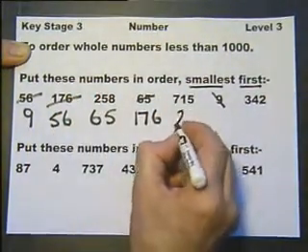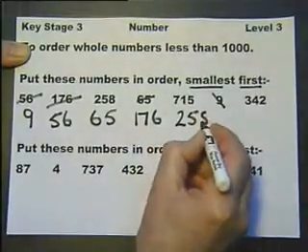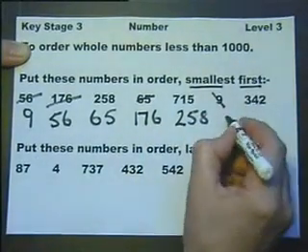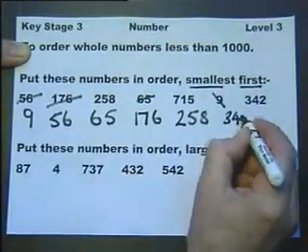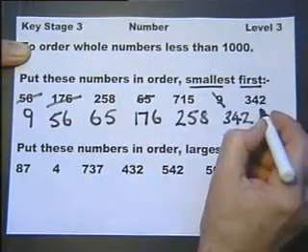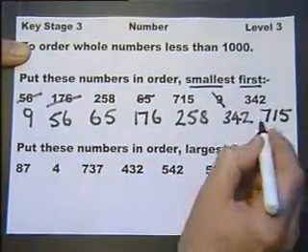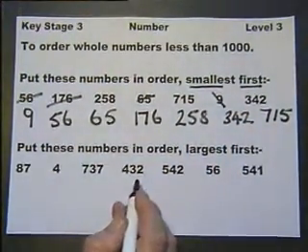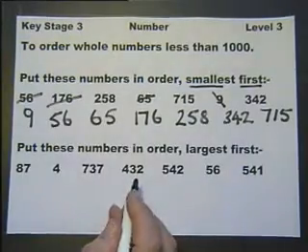200 and, 300 and, then the last one is the 715. So that's putting those numbers in order, smallest first.